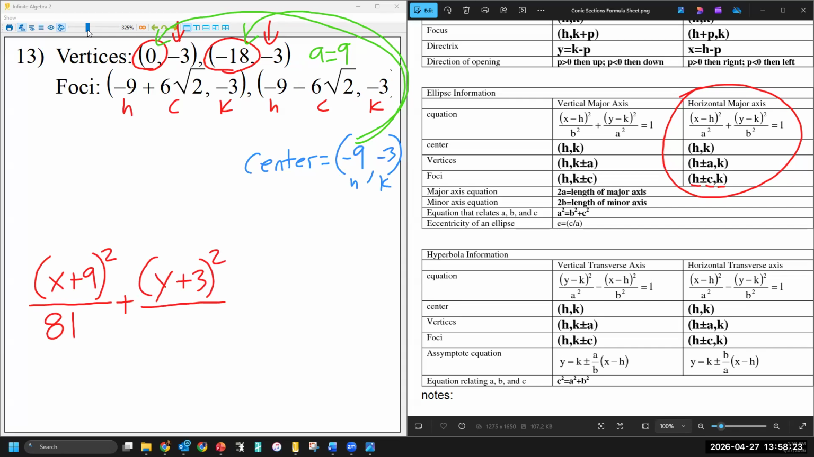Or, let's see here. We don't know what b is yet. We'll figure it out. The second equals 1. So there we go. We have almost everything to our answer. Here's the last part of this, or the formula we haven't gotten to yet.